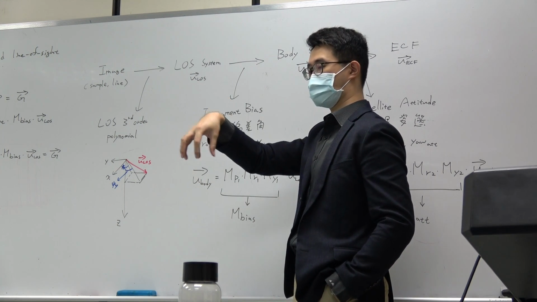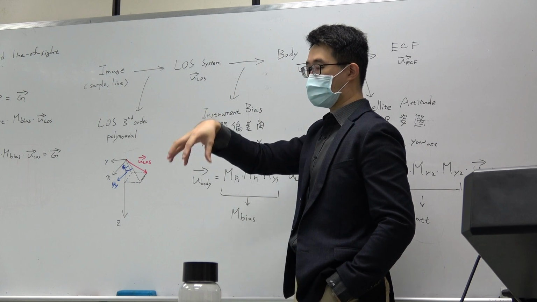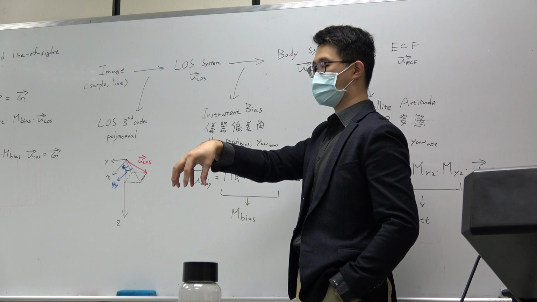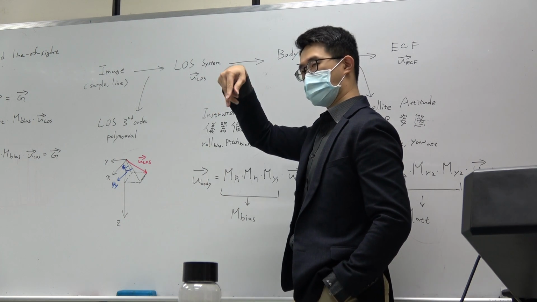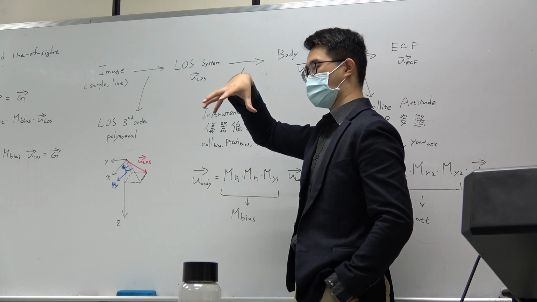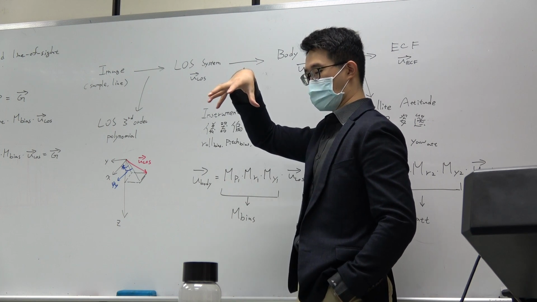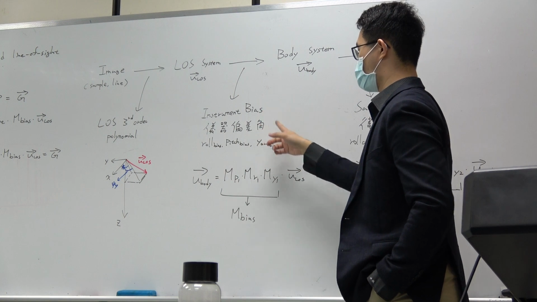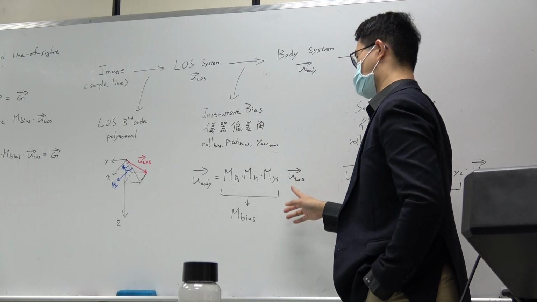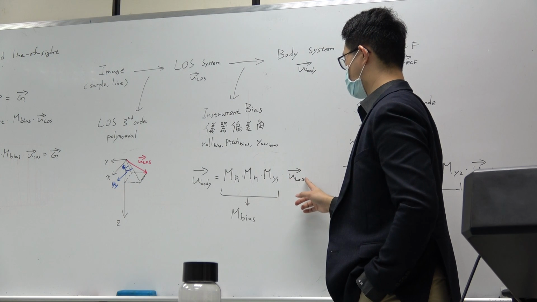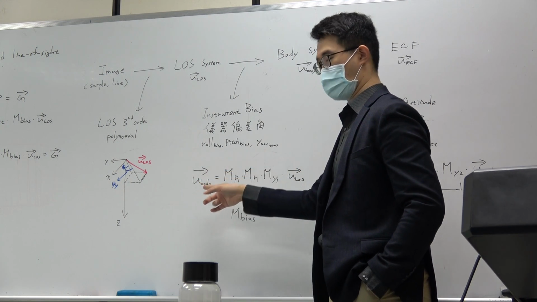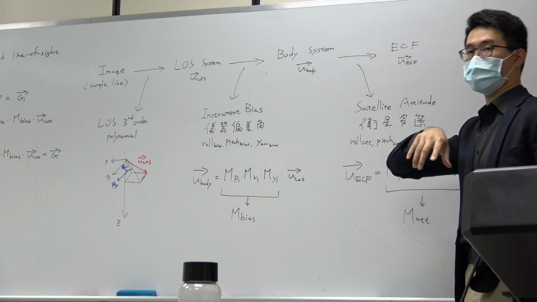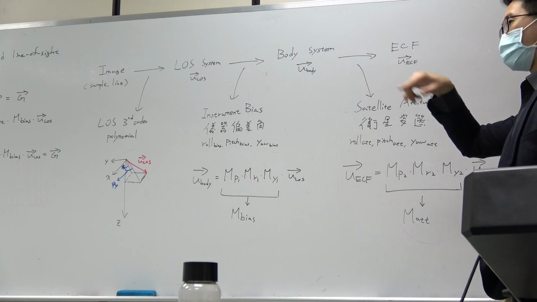However, the camera is just one component of the satellite. So this observation vector inside the camera system needs to be transformed to the observation vector described with the satellite body system. So how to do that? We can use the instrument bias rotation matrix to do it. So the U LOS can be transformed to U body. Right, that's the observation vector described with the satellite body coordinate system.